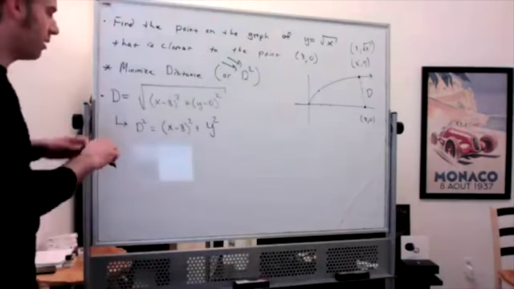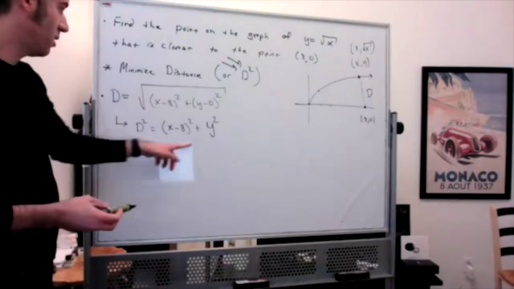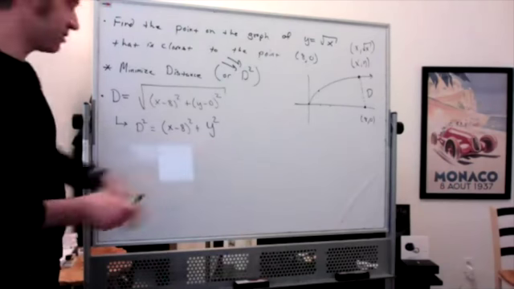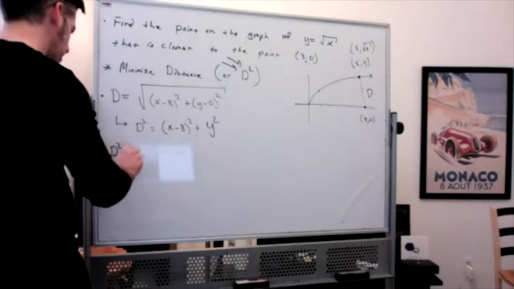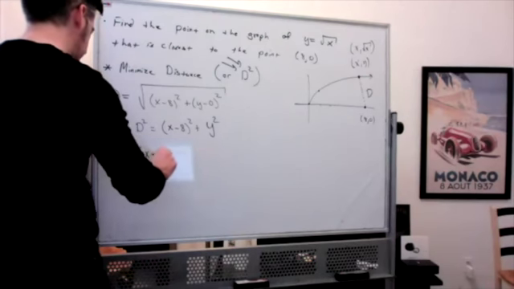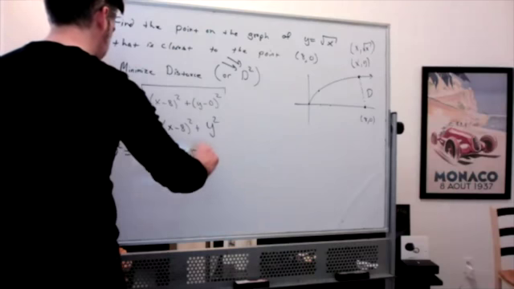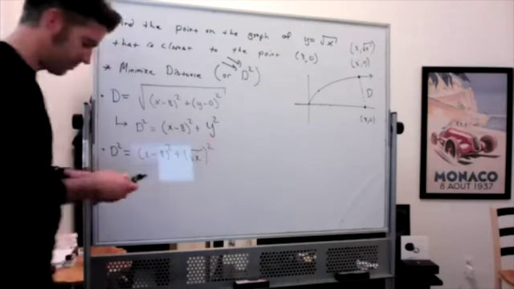So I'm plugging in y equal to the square root of x. So I'm going to get that the distance squared is equal to x minus 8 squared plus the square root of x squared.